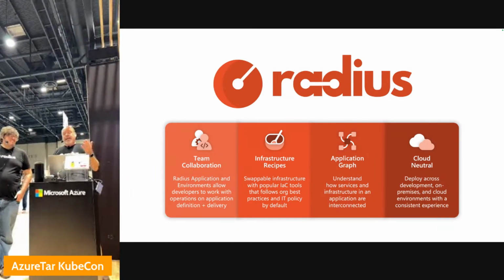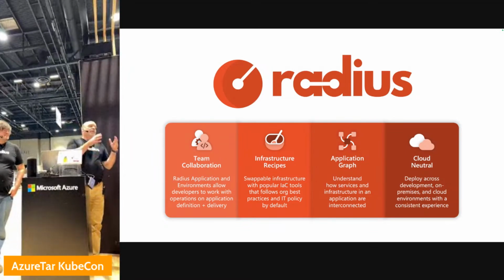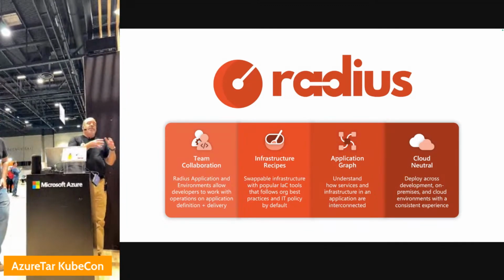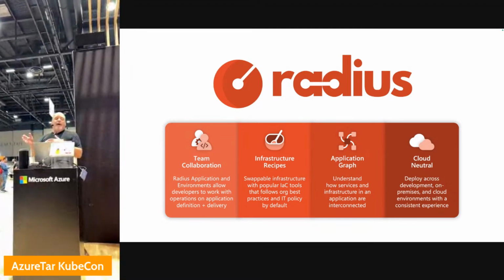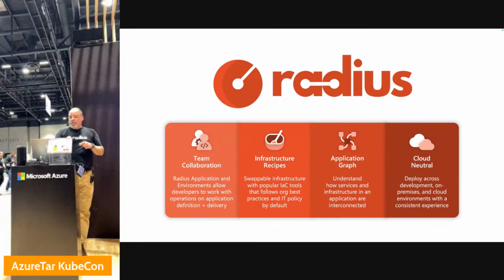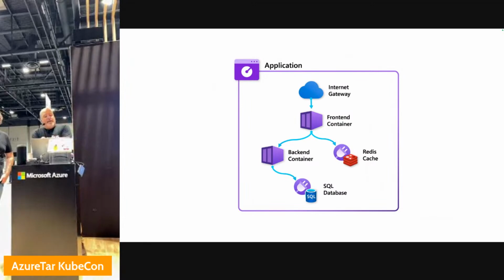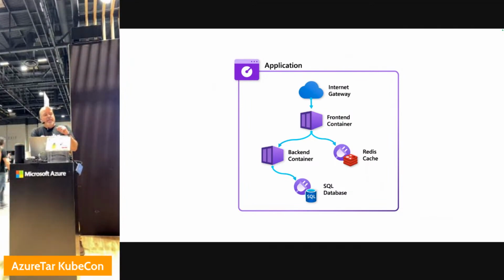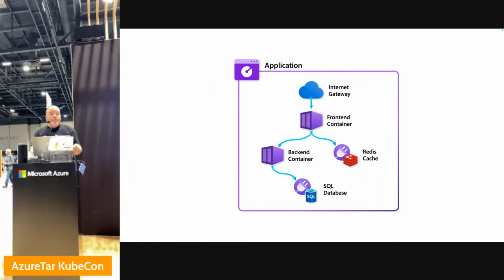And then lastly, Radius was designed from day one to be cloud neutral. So we've really taken seriously this requirement for customers to deploy to whatever cloud platform or on-prem environment meets their business and technical requirements. So I'll quickly go through what some of that means in practice, and then Ryan will demo some of the concepts to anchor it in the experience that developers and operators have.